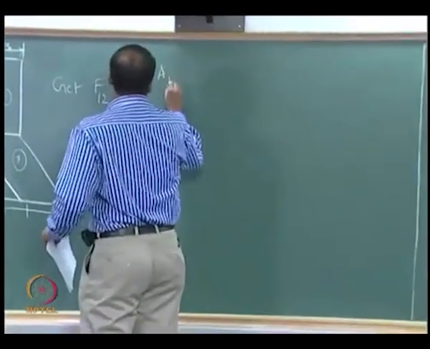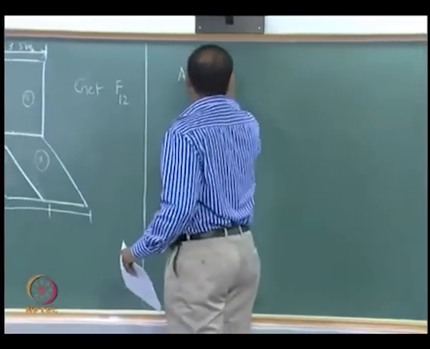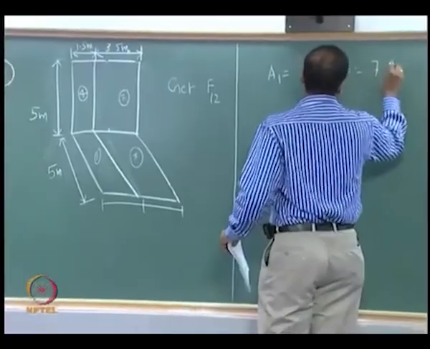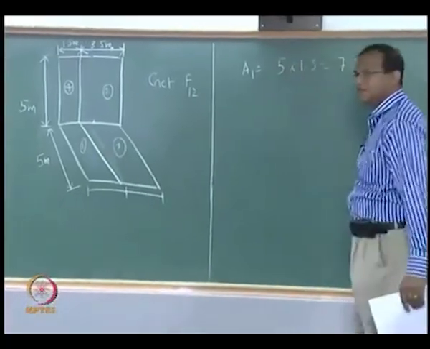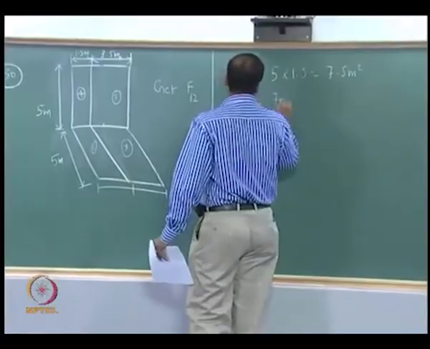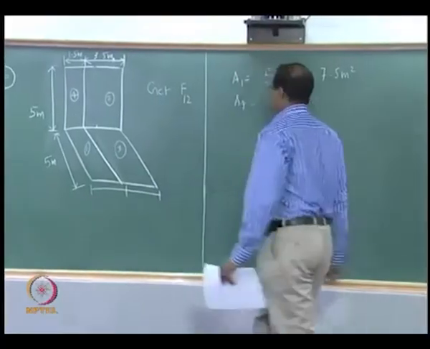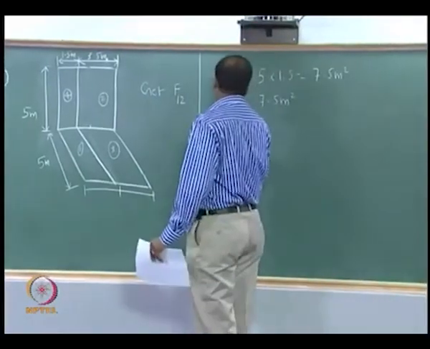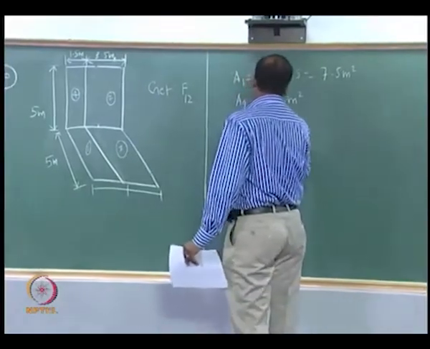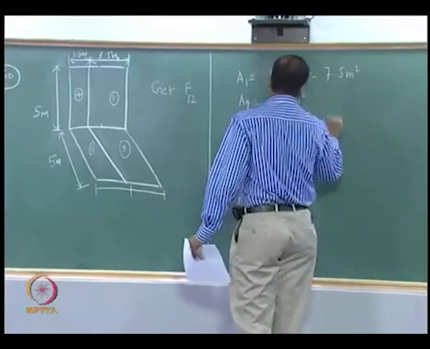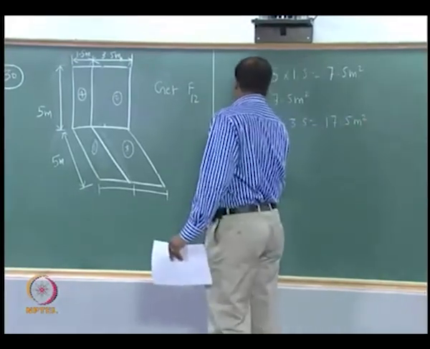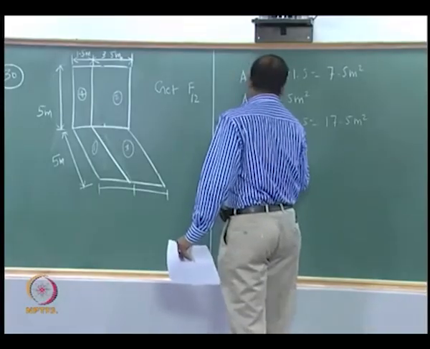So, A1 is 7.5 meter square, A4 is also equal to 7.5 meter square, A3 equal to, A4 is also equal to 17.